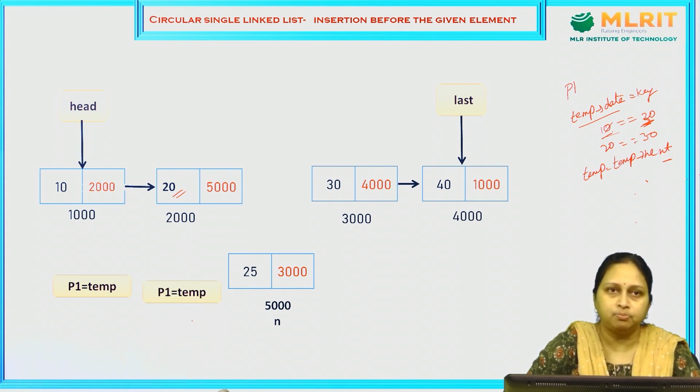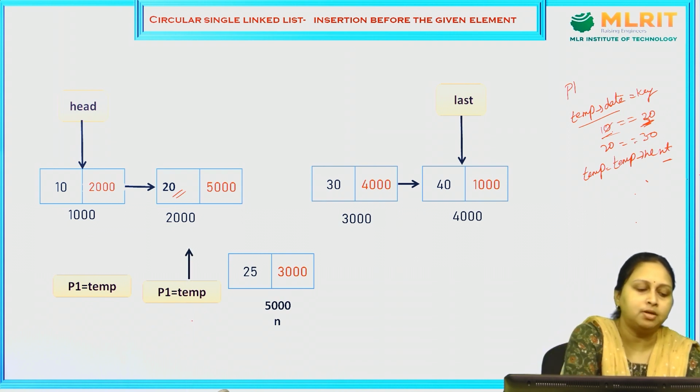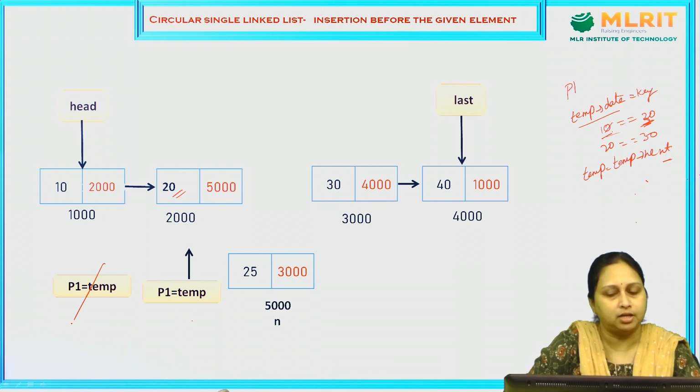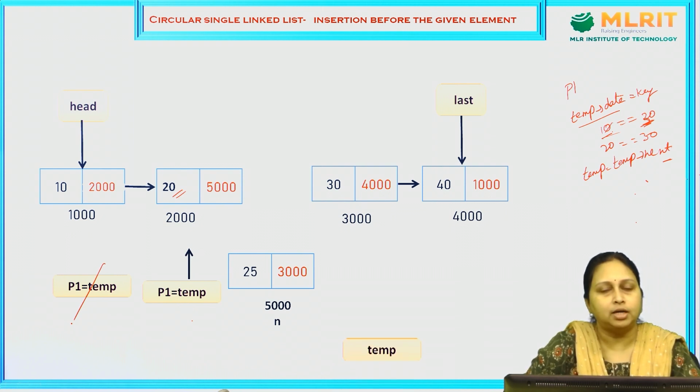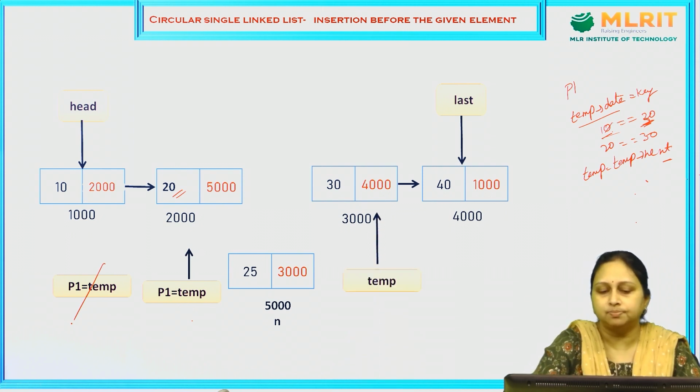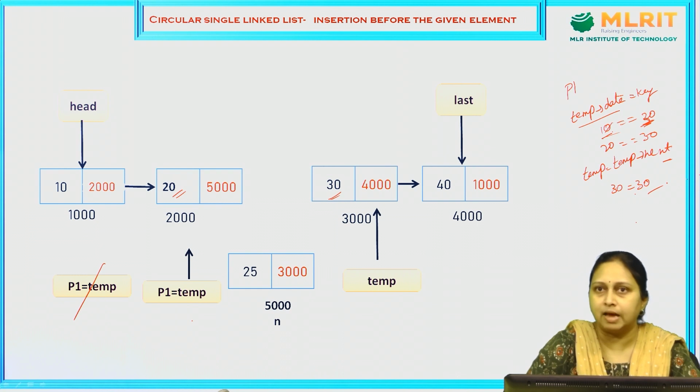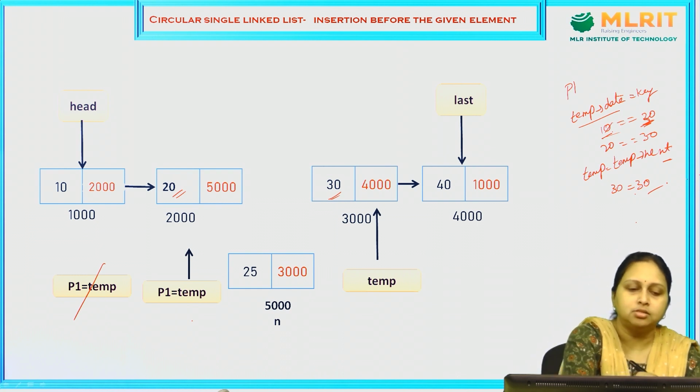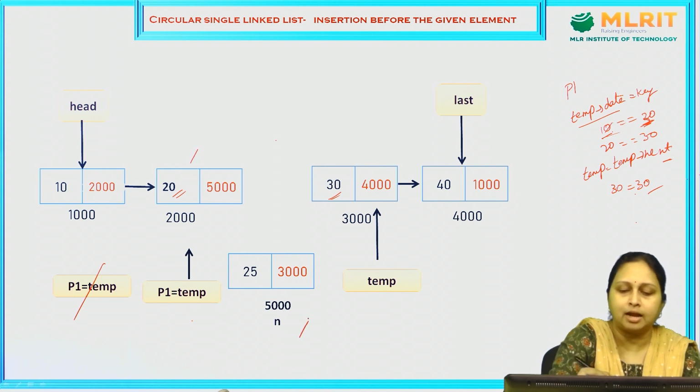Before moving temp to the next location, you need to make this one P1. Now your temp is pointing to this location. Now this is 30, yes, 30 equal to 30. It reaches the key value. Now you are going to stop. Now identify the names here. This is P1, this is N, and this is temp.